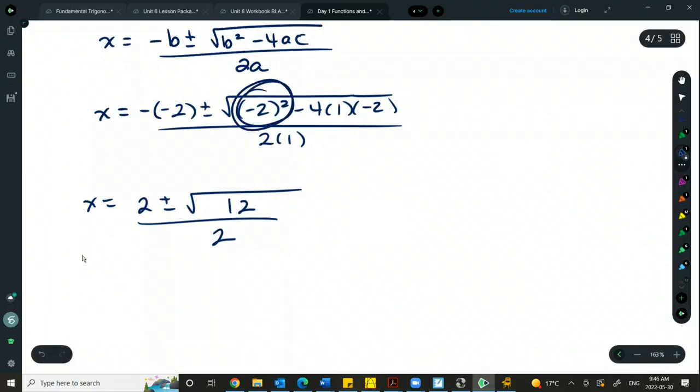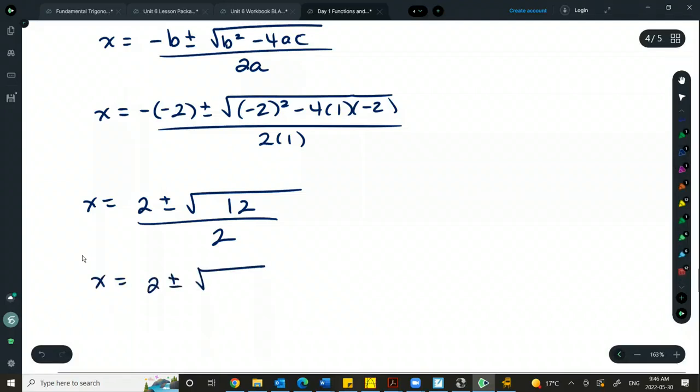Remember when you square something that you need to put brackets around it in your calculator, okay? Just be careful with that. And then from here we do the grade 11 part, which is we want to simplify the radical that's here.